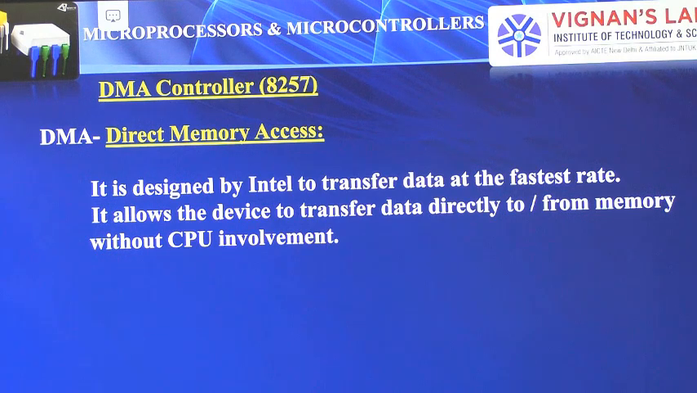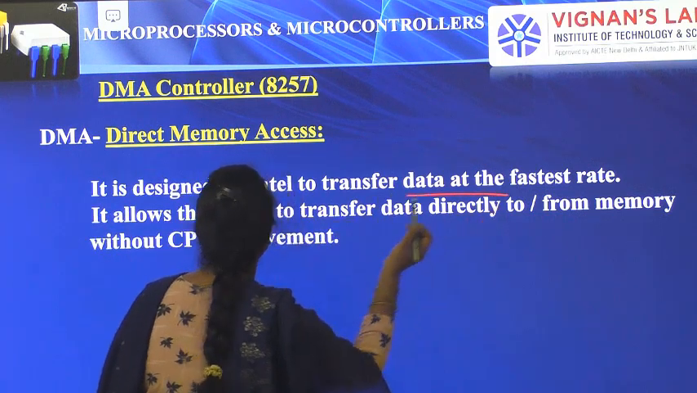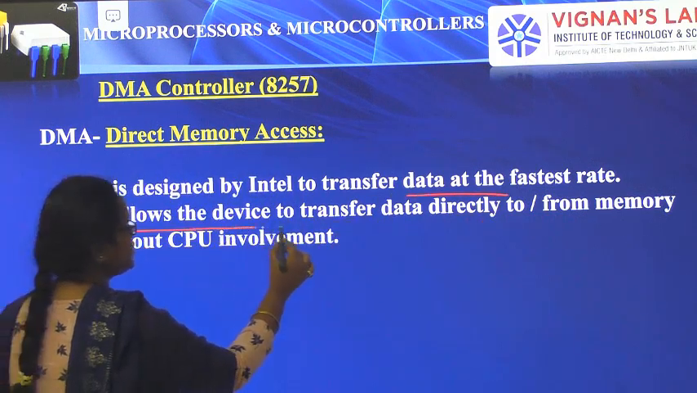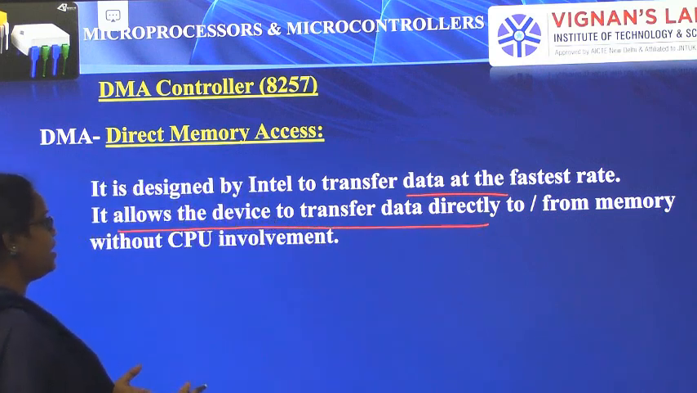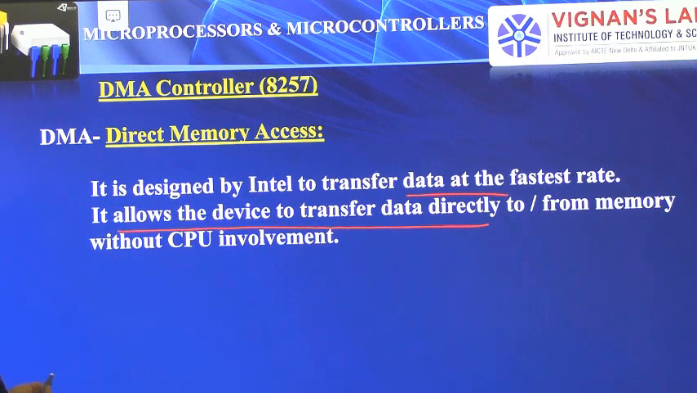DMA controller, it is designed by Intel to transfer data at the fastest rate. It allows the device to transfer data directly to and from the memory without CPU involvement. So direct memory access means it accesses the data from the memory locations without the CPU involvement.